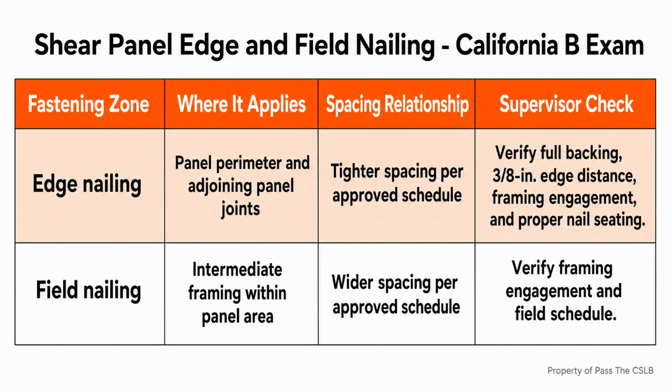When I read a shear wall detail, I separate the information into 2 questions. What is required at panel edges? What is required in the field? Then I trace each panel boundary and identify what is behind it. That simple habit prevents the edge schedule from being confused with the field schedule and makes missing blocking much easier to spot.